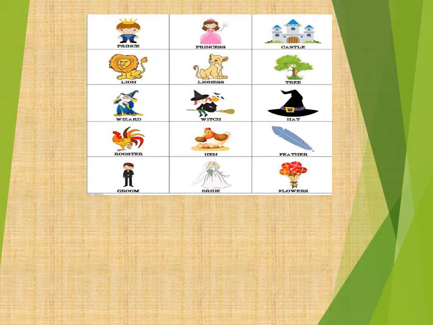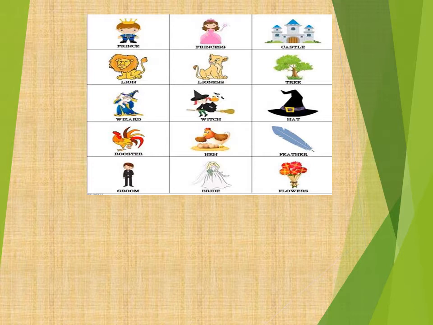Then we have the picture of a rooster, and then we have also a hen, and then there is the picture of a feather. Then we also have the picture of a groom, and then the picture of a beautiful bride. And then we have the picture of flowers. When you look at these pictures, there is something common about them.